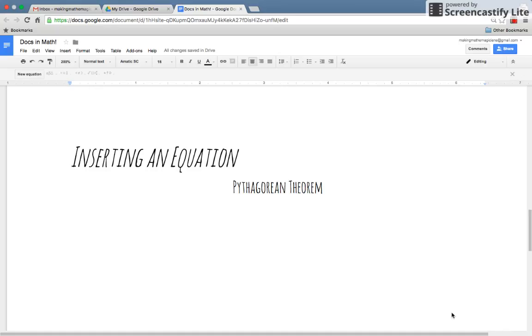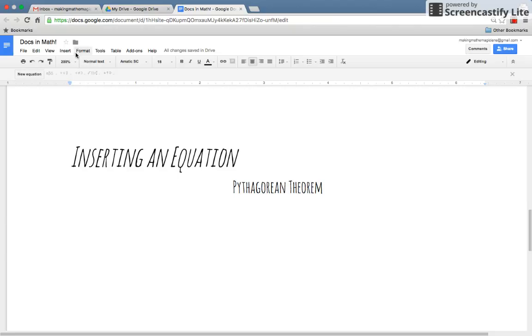All right, so next up, we're going to learn how to insert an equation. The coolest thing about inserting an equation into a Google Doc through the equation editor is that it's going to maintain the structure of the equation. Sometimes when we type things in just as word processing, unless we know the specific coding formula to get it to format correctly, it gets all crazy and wonky looking. So we're going to use the equation editor here.